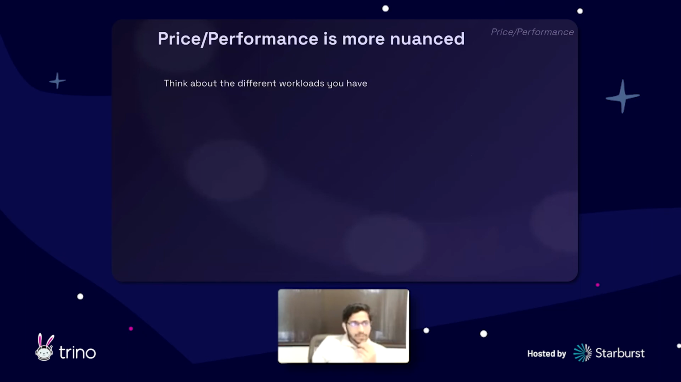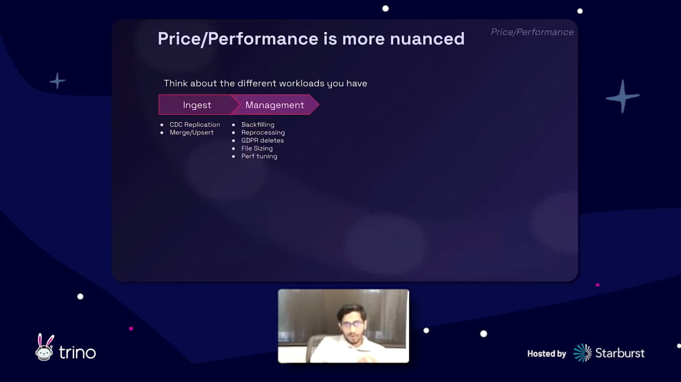So moving on to price performance. This is more nuanced, right? Most people, when they say performance, immediately start thinking about, okay, I saw this TPC-DS benchmark. But it's more nuanced because there are different workloads here. There are ingest workloads. There's all this management workload around backfilling, reprocessing, deleting some data for GDPR, file sizing, tuning, repartitioning, all these things. And then you actually write the ETLs. You join a bunch of things and derive new tables. Then you query them, right?